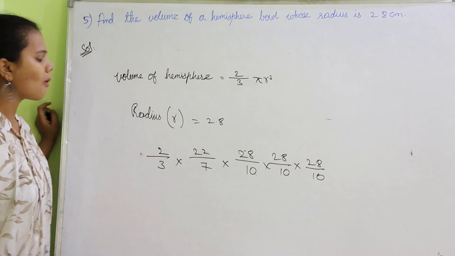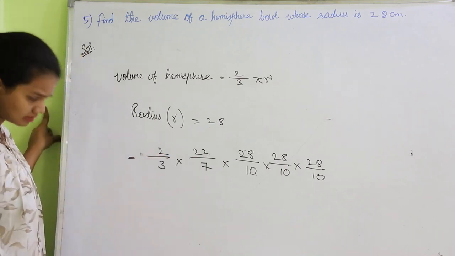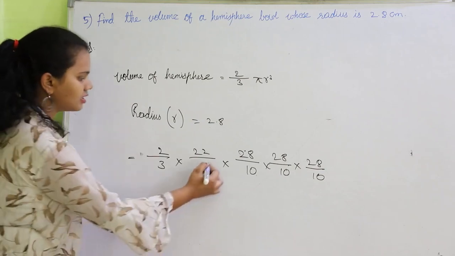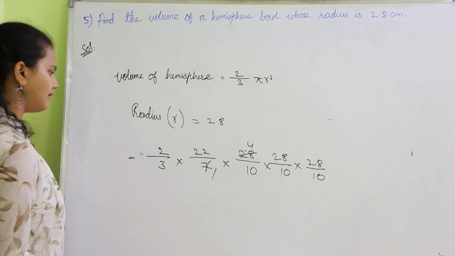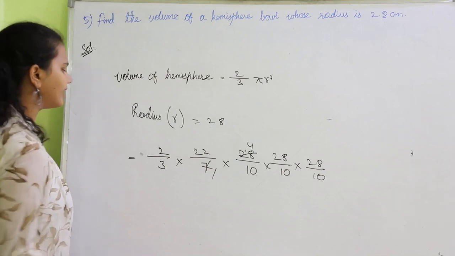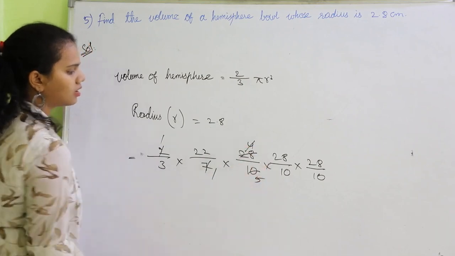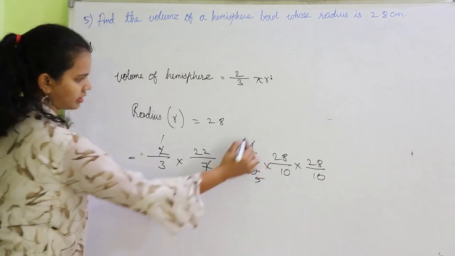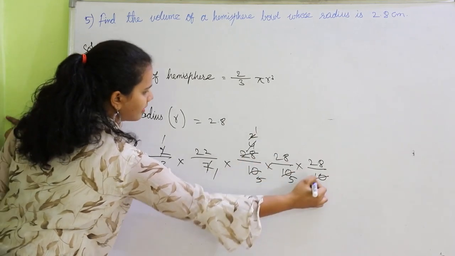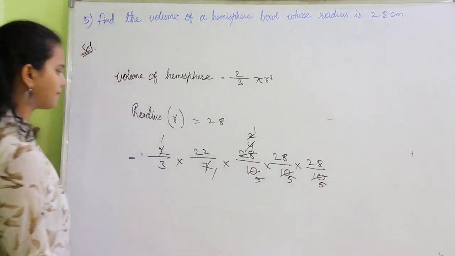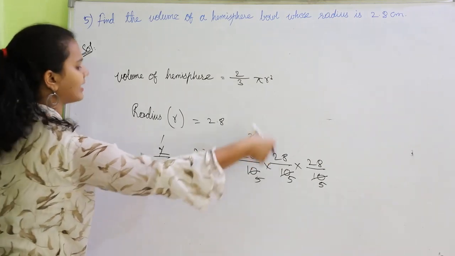Clear? Now what you do is just try to cancel it. 7 and 7 cancel, 7 fours are 28. 7 times 4 is 28. And what else? 2 ones are 2. 2 twos are 4. 2 fives are 10. Again 2 ones are 2, and 2 fives. Now here I got 22 into 28 into 28.